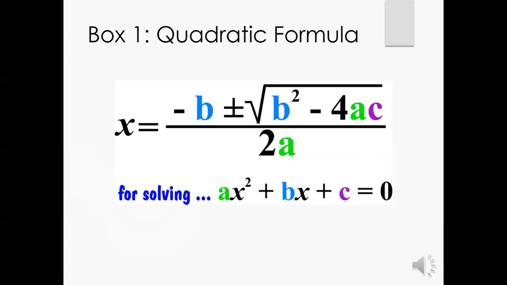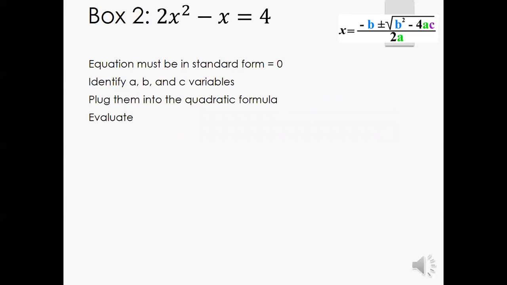All right. Now we're going to go into box 2. Are you following me? So we're in box 2. In box 2, you're writing 2x squared minus x equals 4. Those are the steps, if you need them. That's our problem that we're going to solve. These are the 4 steps that you use every time you're using the quadratic formula.